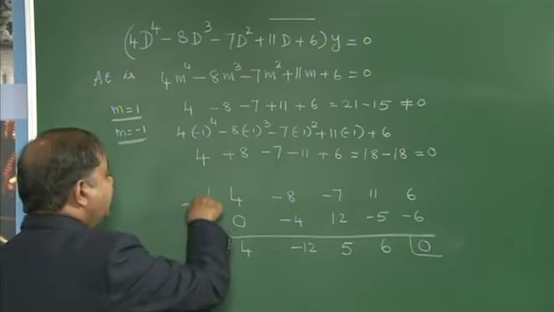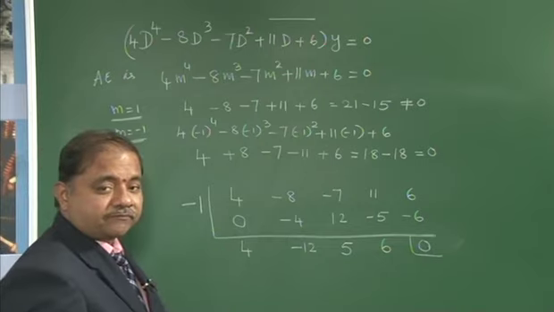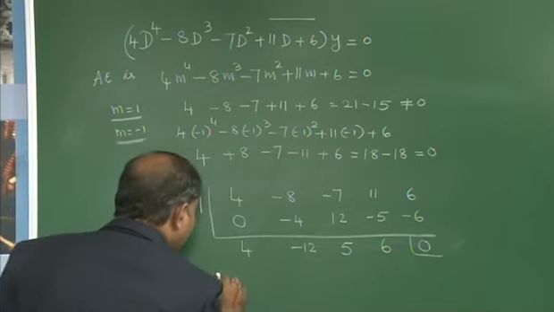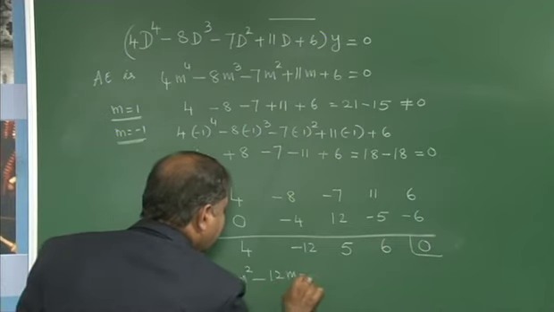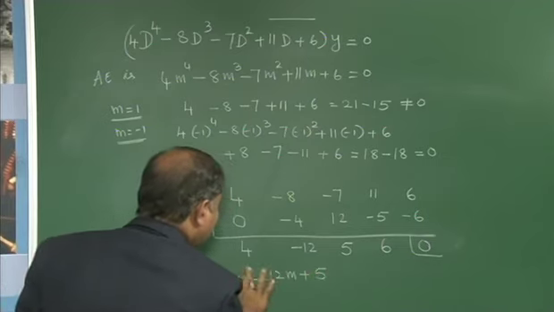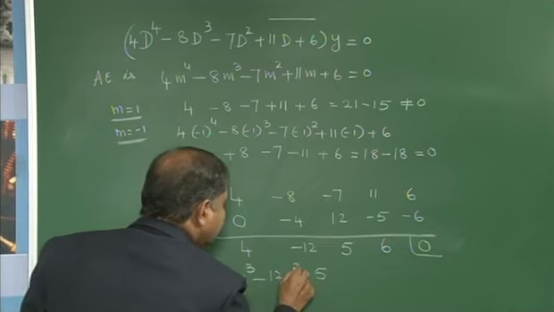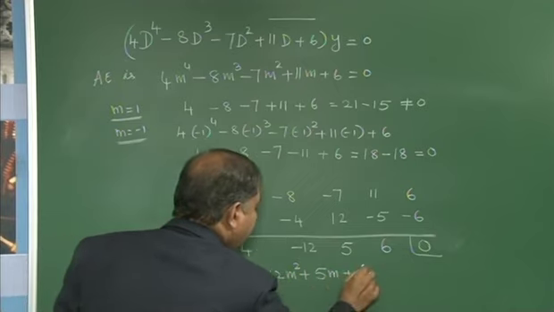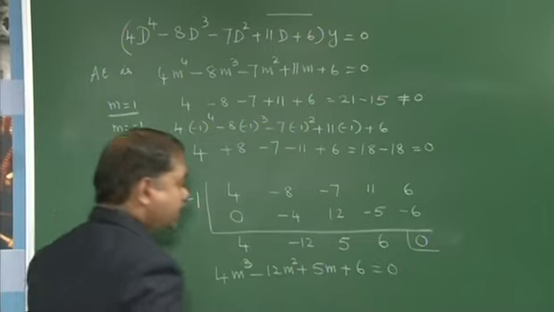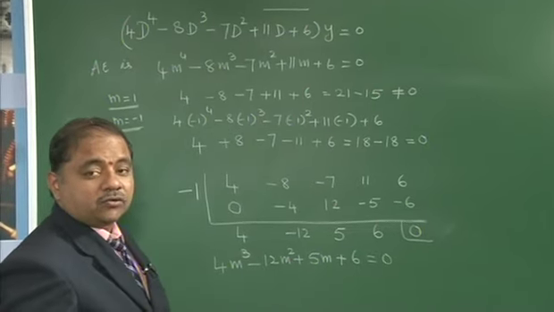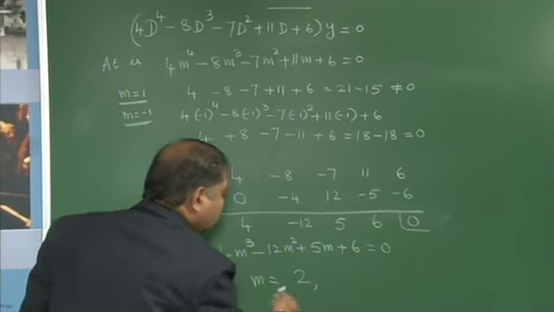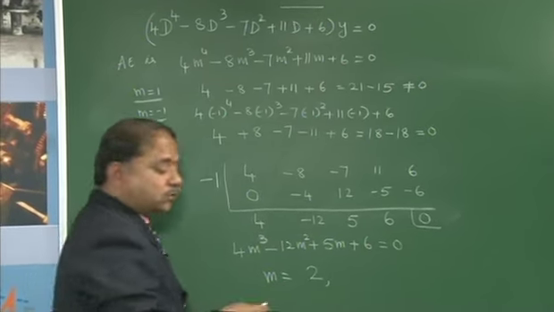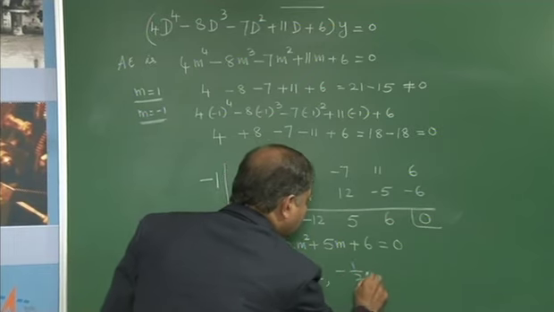So, one degree is reduced. Now, what is the equation? 4m cube minus 12m square plus 5m plus 6 equal to 0. Now, you can check, you will get the roots from your calculator or somewhere else: 2, minus 1 by 2, then 3 by 2.